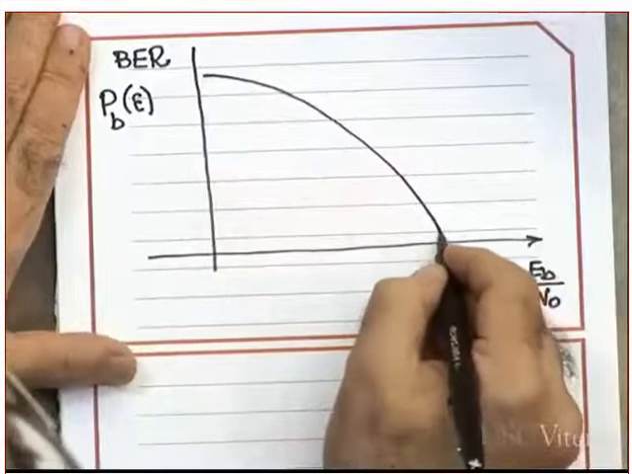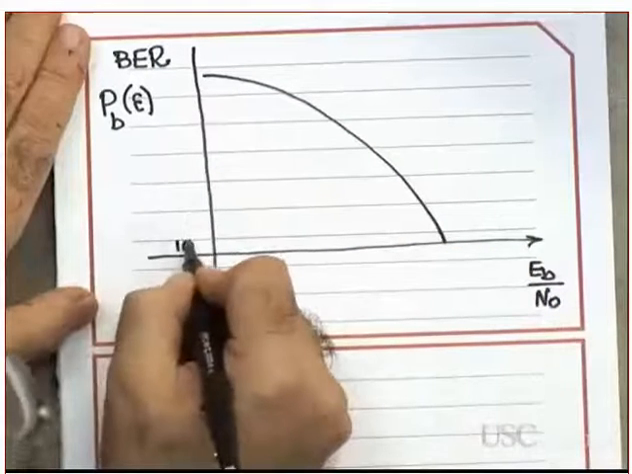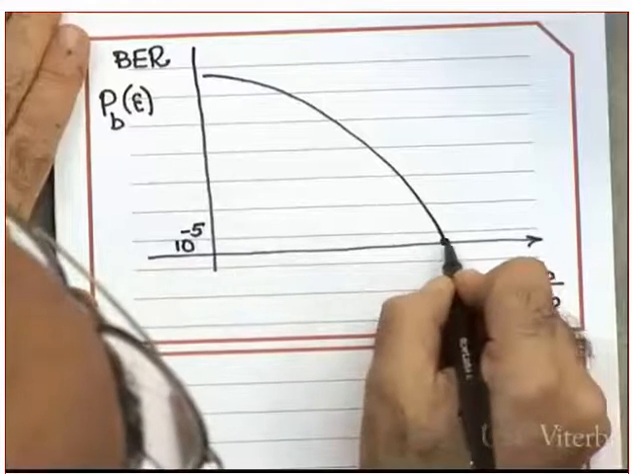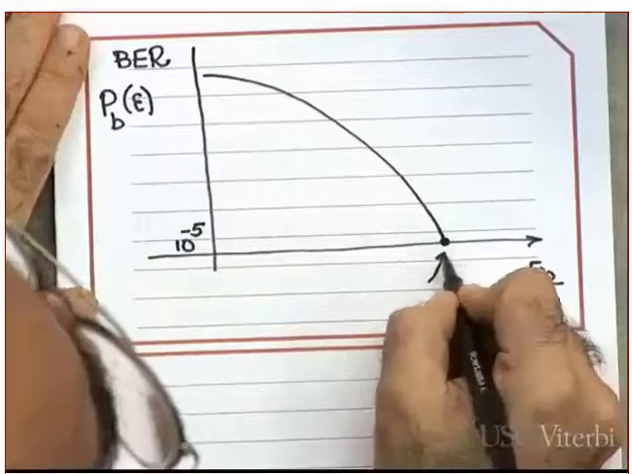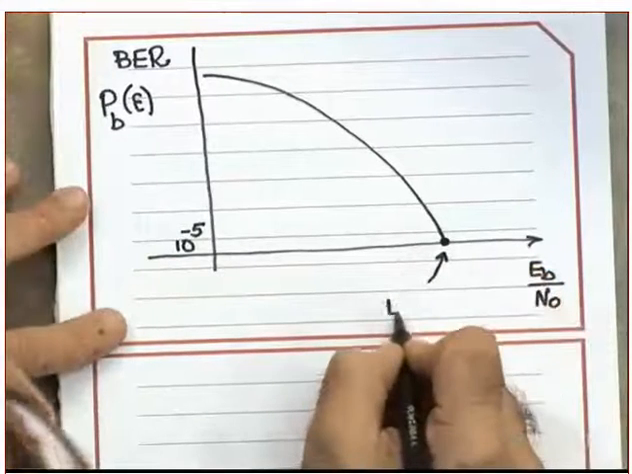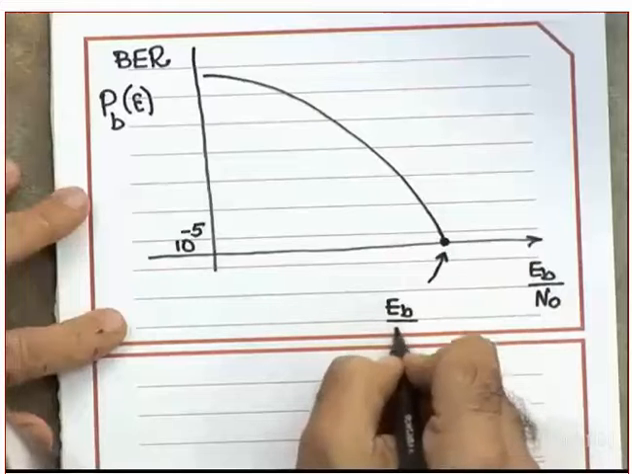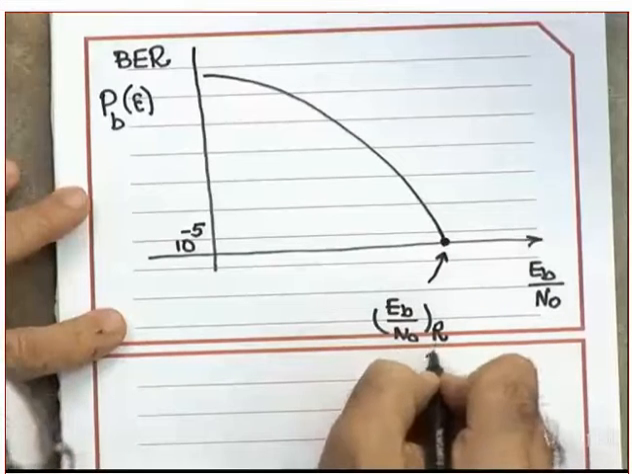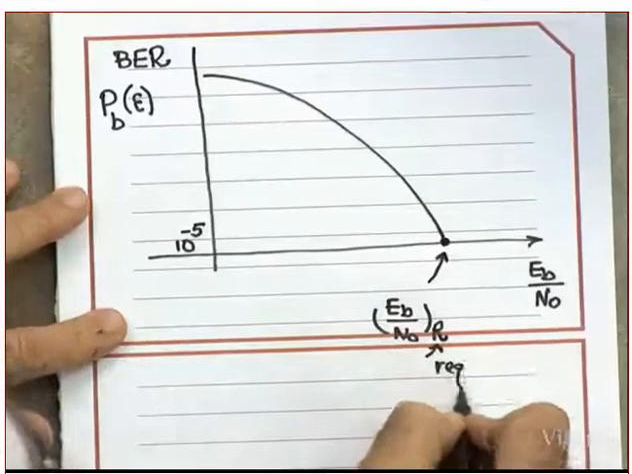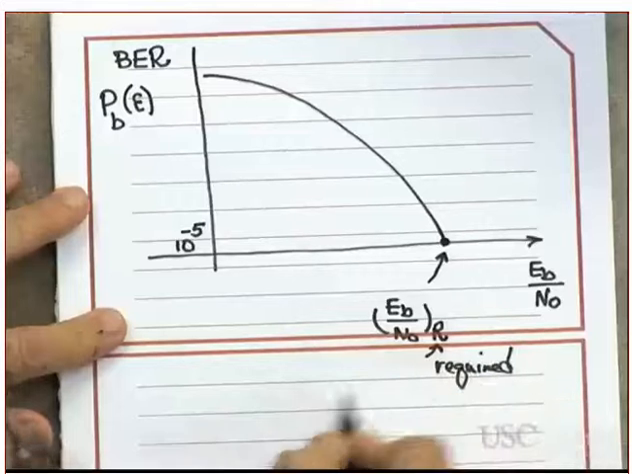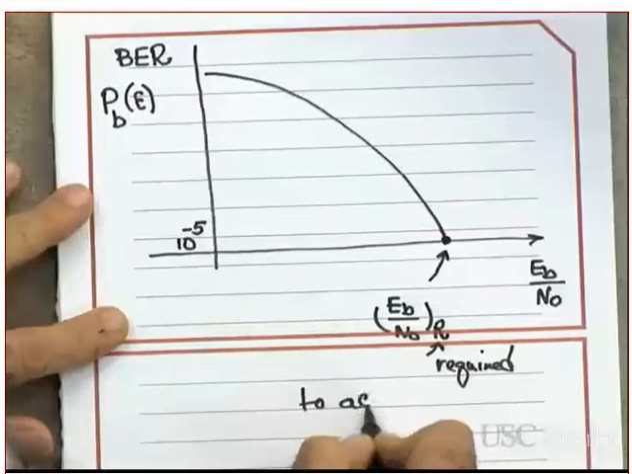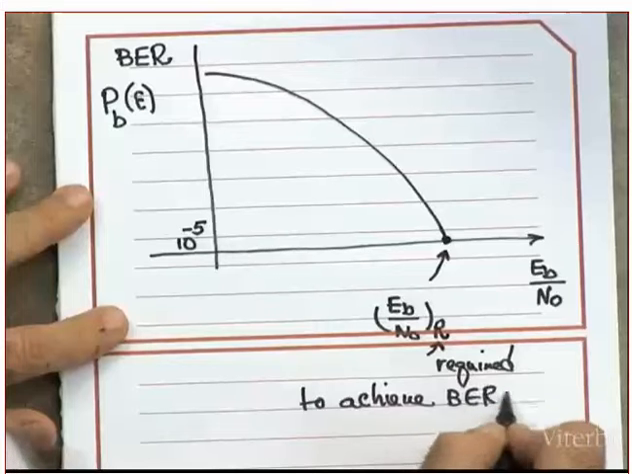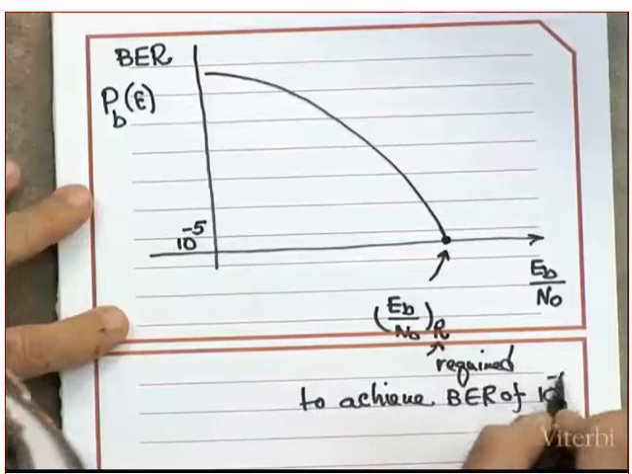Cannot hear you. Now listen to me. Let's assume this is 10 to the minus 5. Tell me, what is this? This is EB over N0 required. R stands for required, to achieve a bit error rate of 10 to the minus 5.